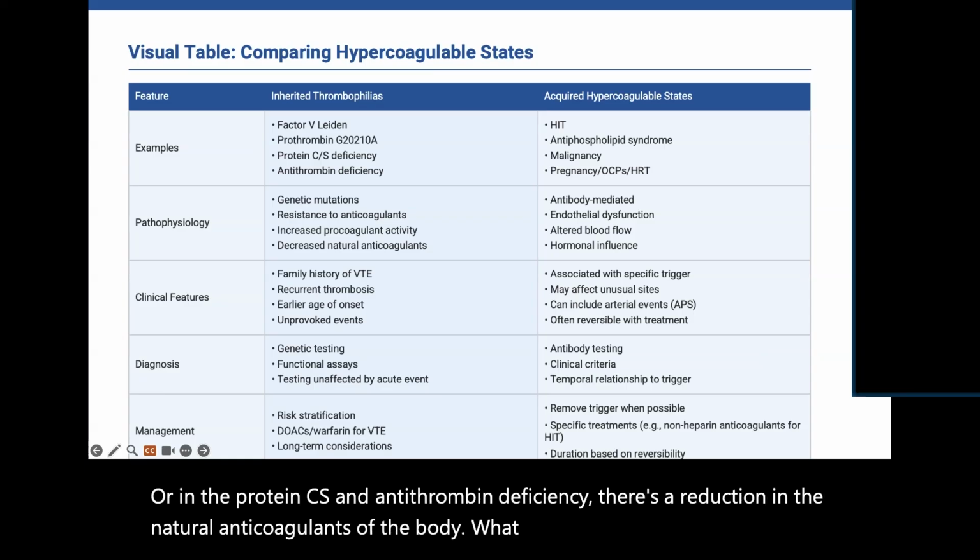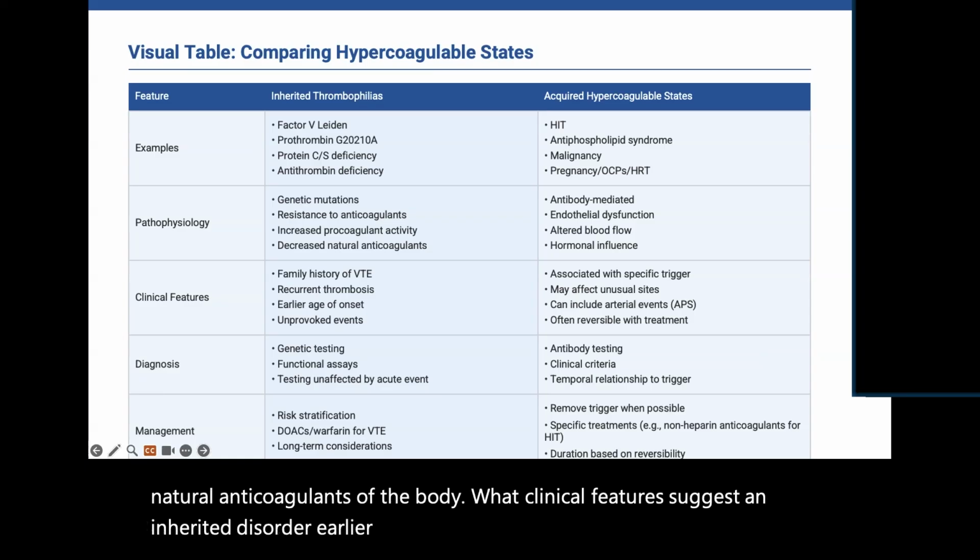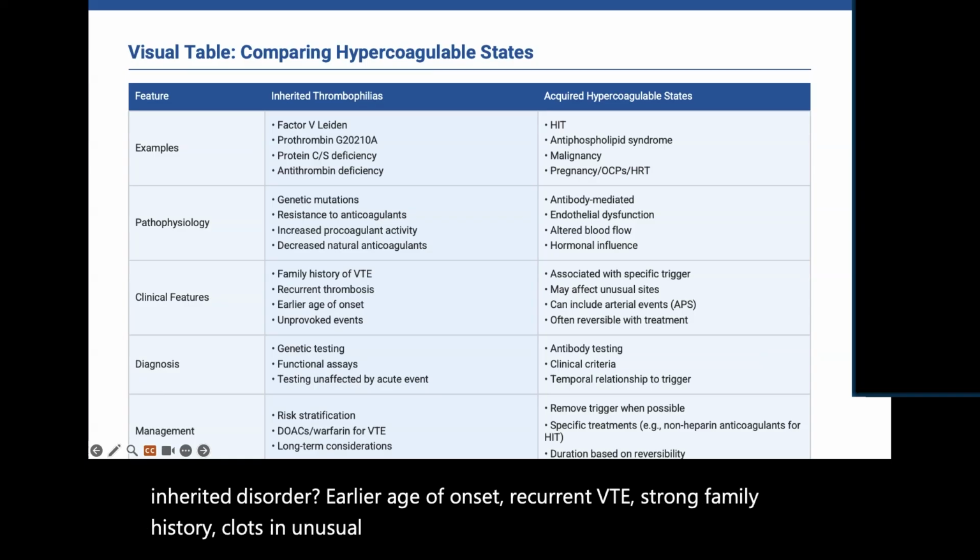What clinical features suggest an inherited disorder? Earlier age of onset, recurrent VTE, strong family history, clots in unusual sites. Those are strong clinical features that suggest this disorder.